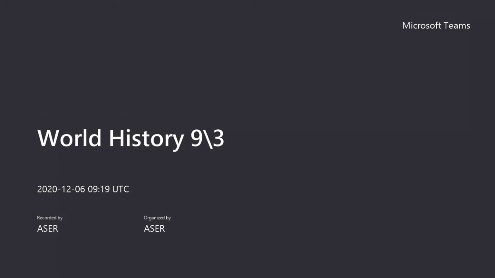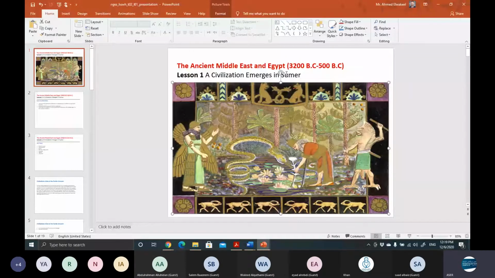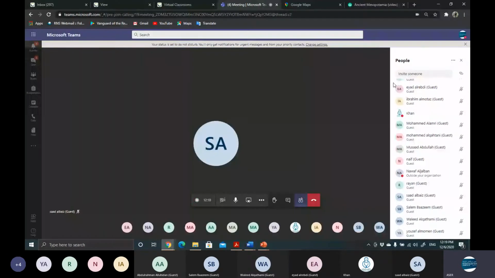Today's revision, we are revising starting from pages 25-26 about the ancient Middle East and Egypt. Before we start, can you tell me what is the most important feature of any civilization? How can any civilization emerge? What is the most important? Governance. Governance, bravo.